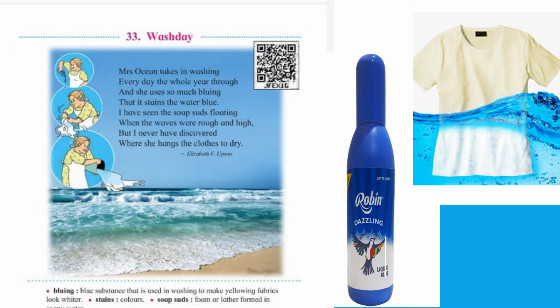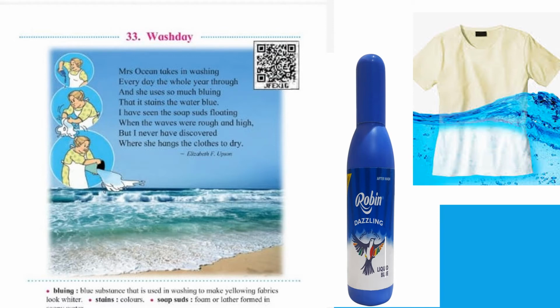But this little child, now Elizabeth F. Upson is actually using the imagination of a child and saying that it must be that the ocean is washing clothes. Now the ocean is named here as a lady, Mrs. Ocean. Mrs. Ocean takes in washing and she washes every day. She doesn't have a special day. She washes every day the whole year through. Throughout the year, every day of the year, she is washing clothes.